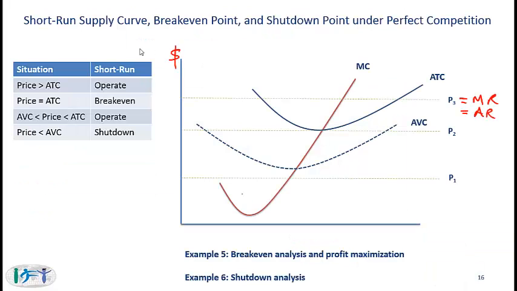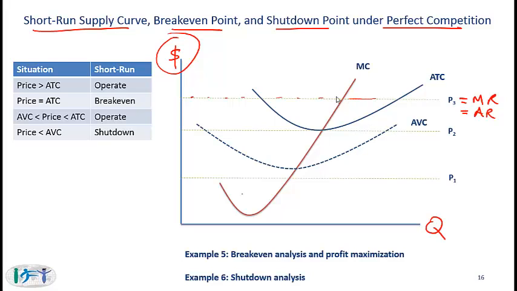On this slide, we will understand the short-run supply curve, the break-even point, and shutdown point under perfect competition. Here is an excerpt from the previous slide. We have a dollar figure on the y-axis, quantity on the x-axis. We are looking at the marginal cost curve for a given product, the average total cost, and the average variable cost. Let's say that we are initially at this point.